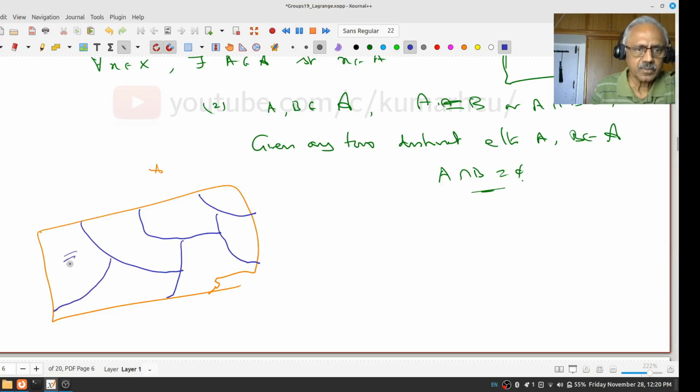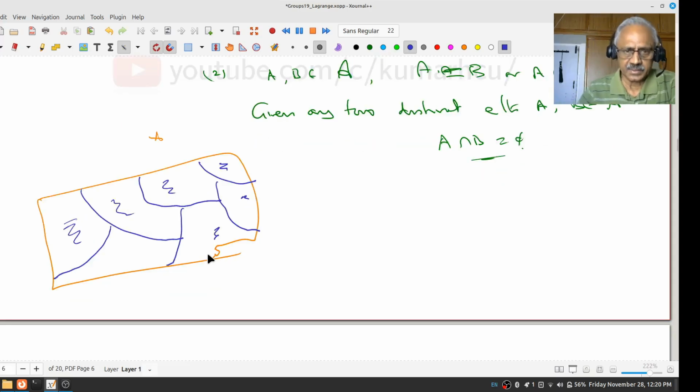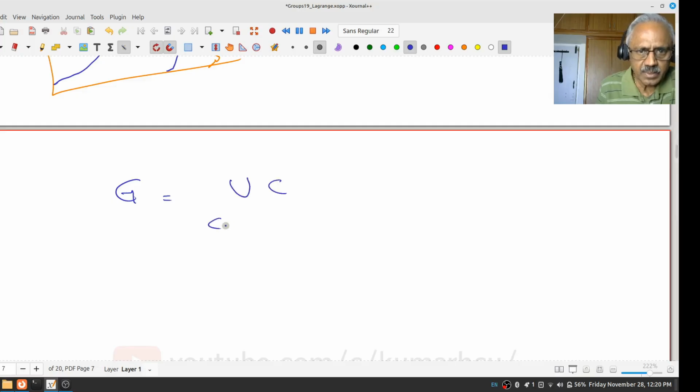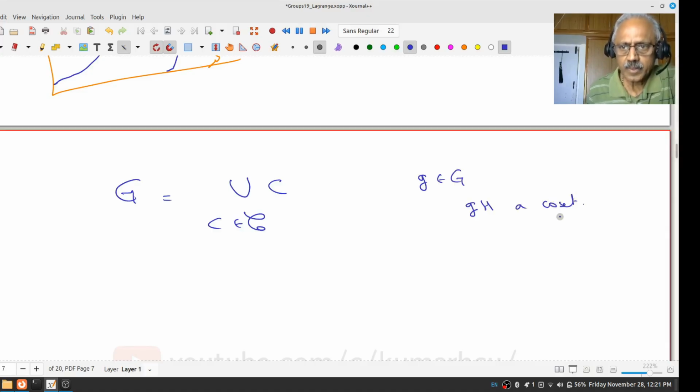These are maybe this one, this may be my partition. Right, the union is X and any two members do not intersect. Therefore, we want to show G is the union of C, where C is a coset. That is very clear, because you give me any g in G, then gH is a coset, right? Therefore, gH belongs to C.